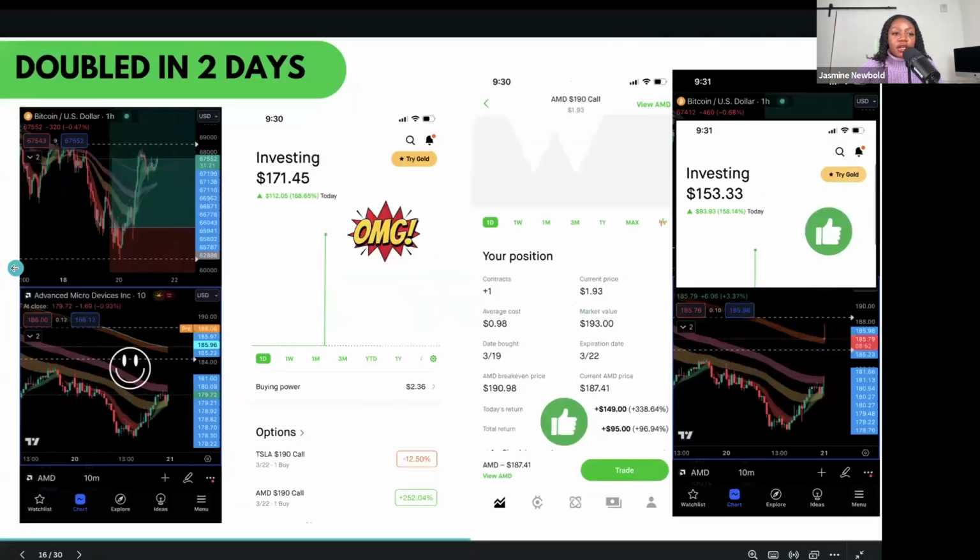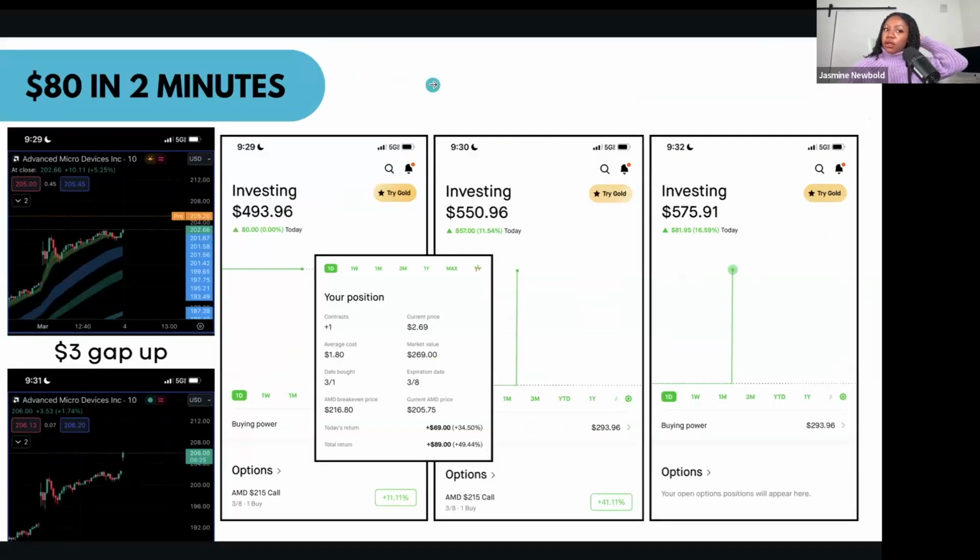Oh, and this was a Bitcoin play that we were in. We're still in Discord. And as you can see, we were in profit with that too. This is another one, made $80 in 2 minutes. This is AMD again. I really like AMD, as you can tell. I encourage y'all to look at AMD if you're not trading AMD.